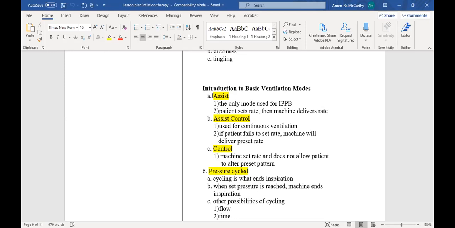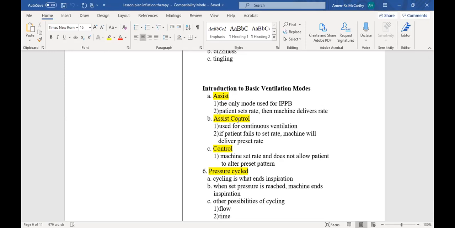So we have to be very careful not to set it too sensitive, but not to the point where we make it so non-sensitive that they can't even trigger a breath, okay? So that's what sensitivity is. It's a negative pull by the patient, okay? A negative pull by the patient in order for the machine to trigger a breath, okay?